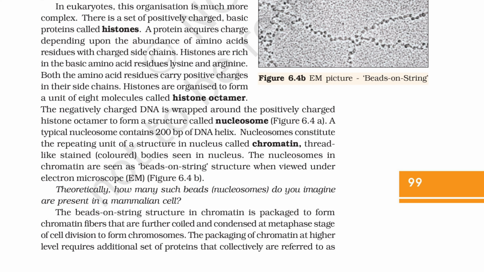Histones are organized to form a unit of 8 molecules called a histone octamer. The negatively charged DNA is wrapped around the positively charged histone octamer to form a structure called a nucleosome. A typical nucleosome contains 200 bp of DNA helix. Nucleosomes constitute the repeating unit of a structure in the nucleus called chromatin, thread-like stained, colored bodies seen in the nucleus. The nucleosomes in chromatin are seen as a beads-on-string structure when viewed under an electron microscope.